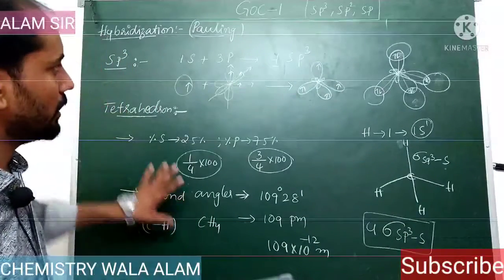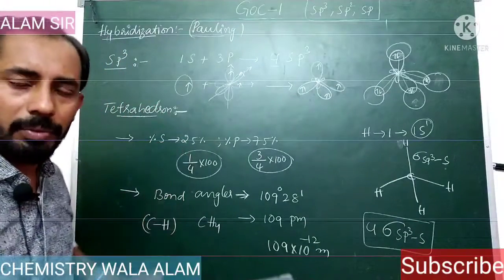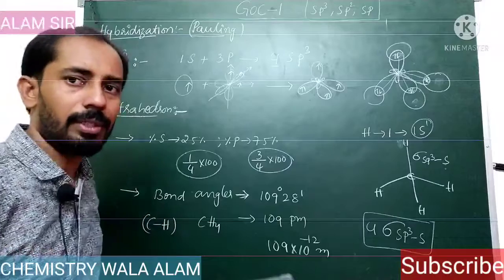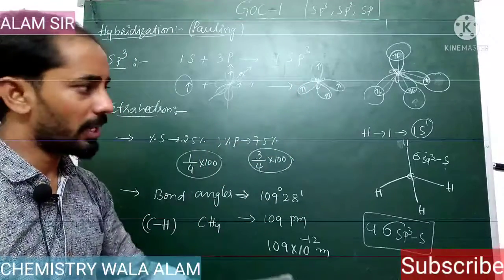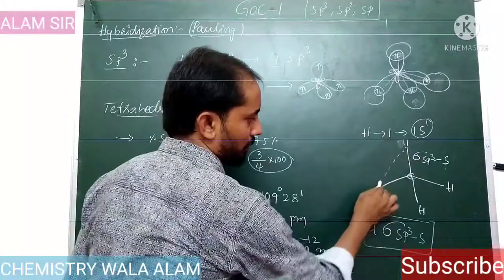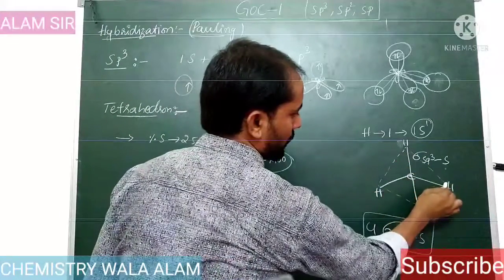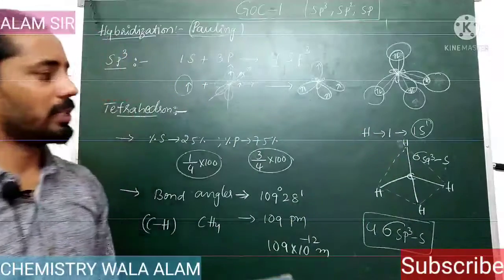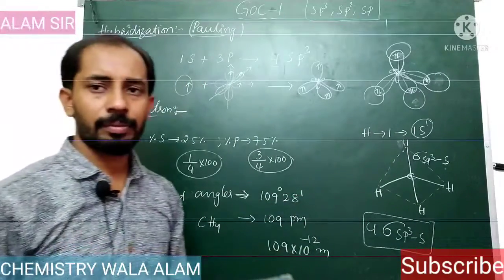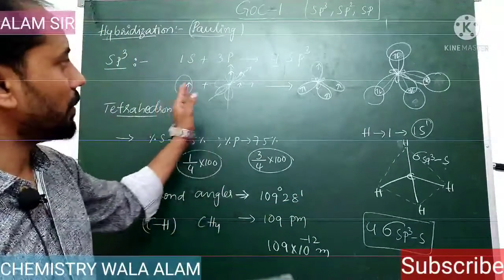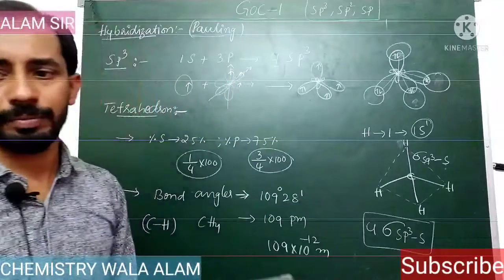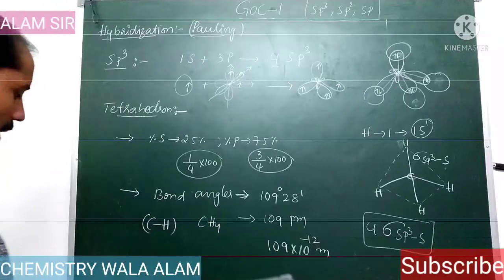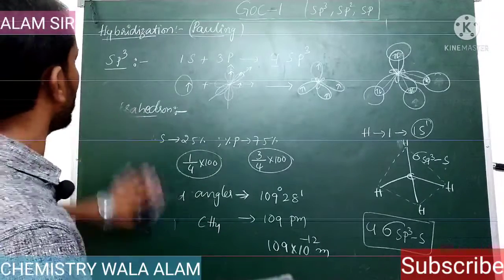So this is some information about the sp3 hybridization. In sp3 hybridization, the structure is a regular tetrahedron, and the bond angle is 109 degrees 28 minutes. One s orbital intermixed with 3 p orbitals gives sp3 hybridization. This is a very simple one. Next one is sp2 hybridization.